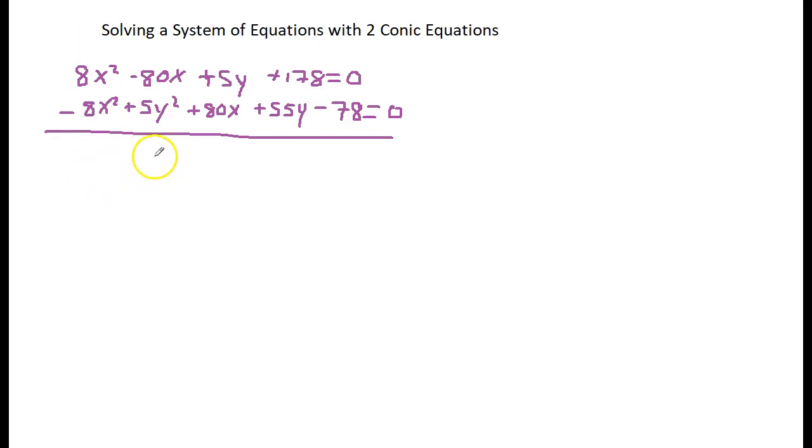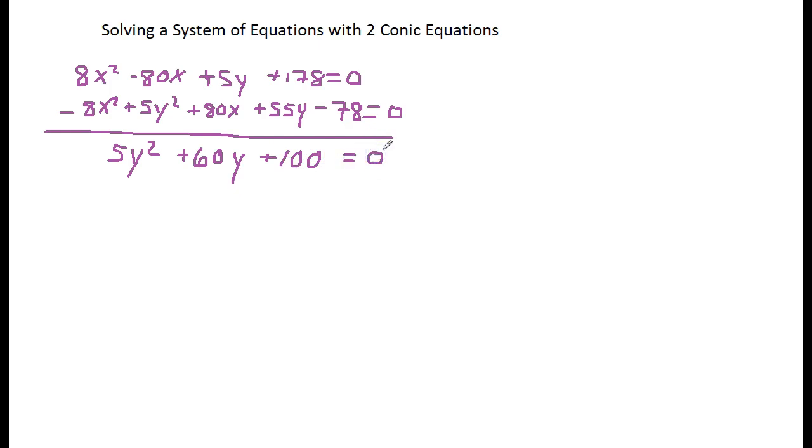So that cancels out. I will have 5y squared. Now, negative 80x and 80x, those cancel out, so that's really nice. My x's cancel out. And then I have 5y plus 55y gives me plus 60y. Okay, 178 plus negative 78 gives me plus 100 equals 0.